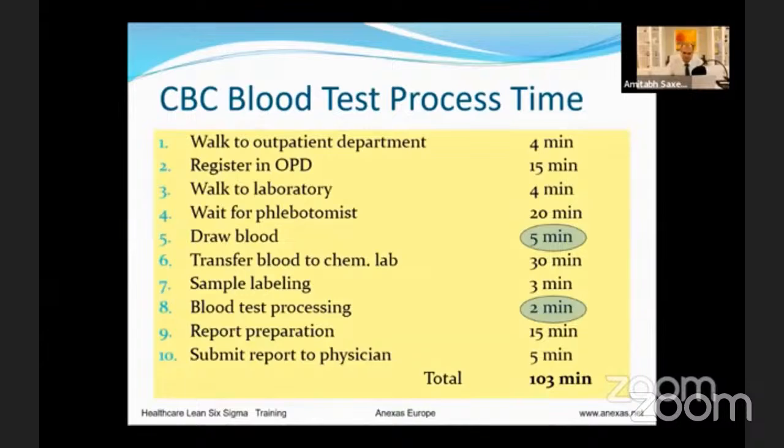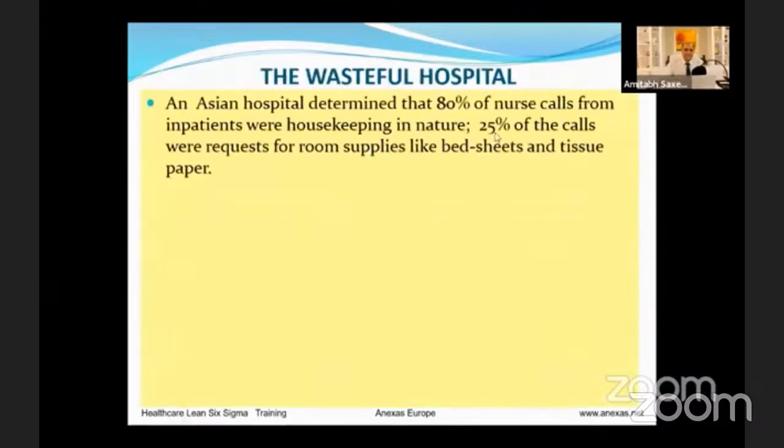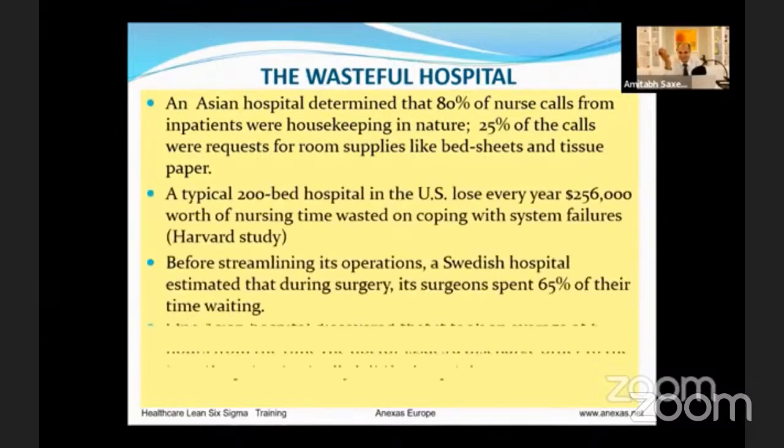Let me show you some more. Waste of intelligence. 80% of the nurse calls from patients are housekeeping in nature. My pillow cover is dirty. My bed sheet is dirty. This is waste of intelligence of the nurse. The nurse is not here to take care of your pillow covers. There is a separate person, but most of the time you call the nurse for that. It's just a waste of intelligence of the nurse.